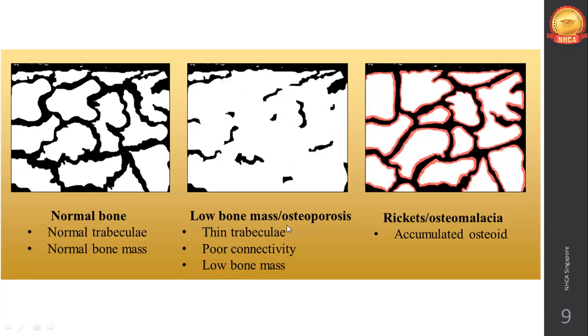In osteoporosis, you can see the trabeculae, that is the matrix, is very thin. There is no connectivity between the bone matrix, and the bone mass is also very low. But in osteomalacia, there are no issues in the connectivity of the matrix. The bone matrix is present, it is intact, but there is no bone mineralization.